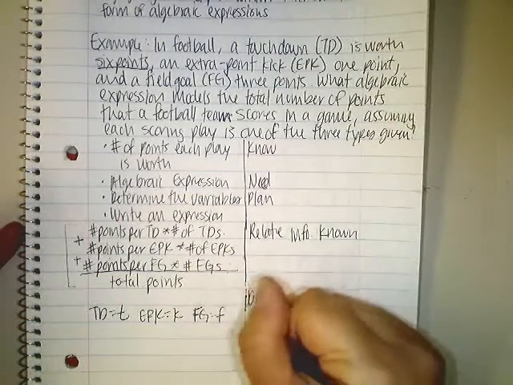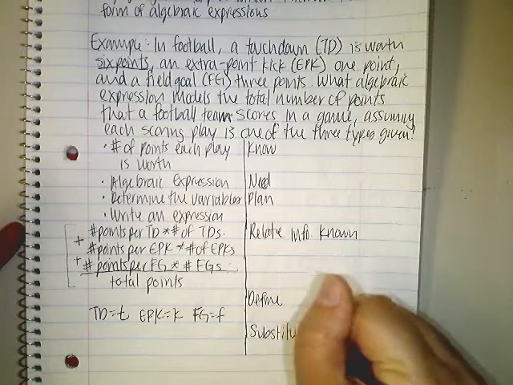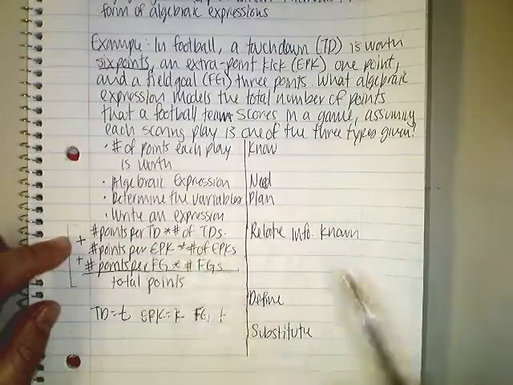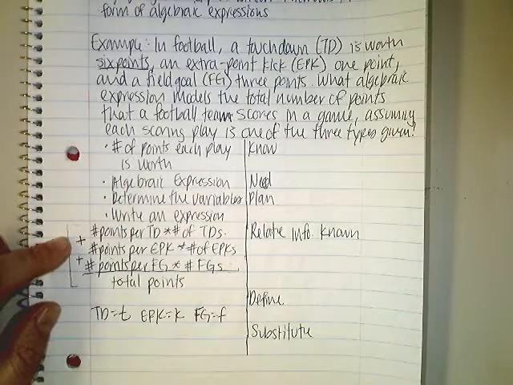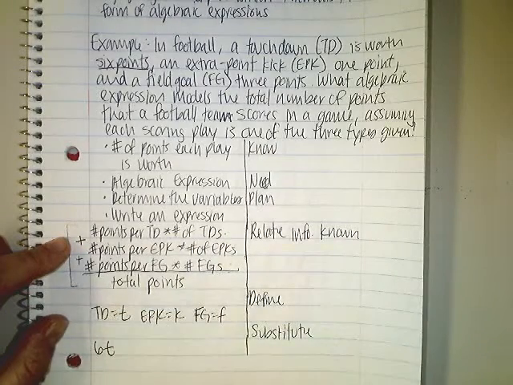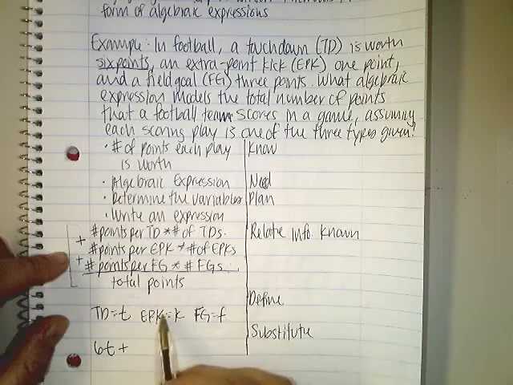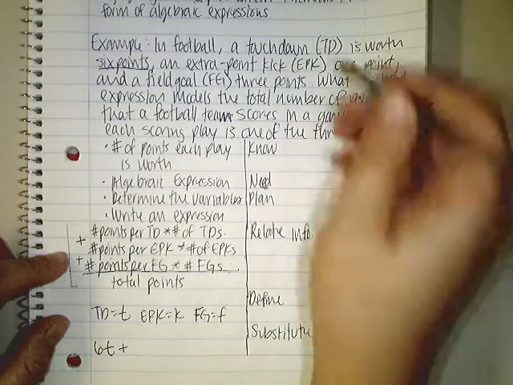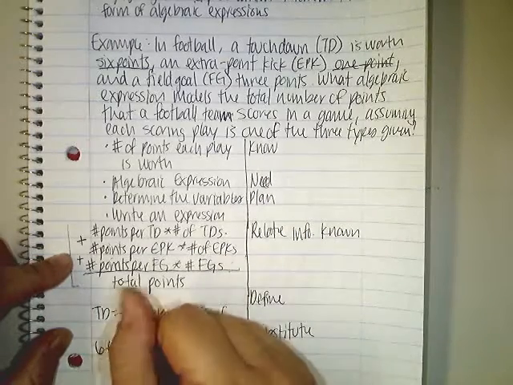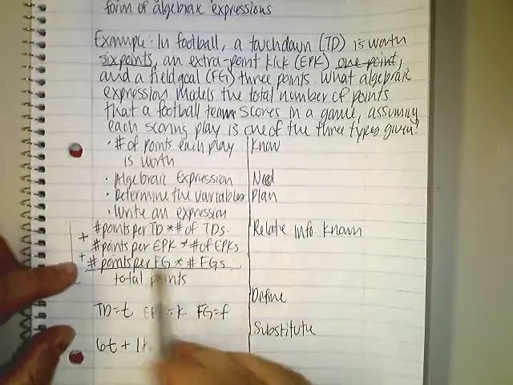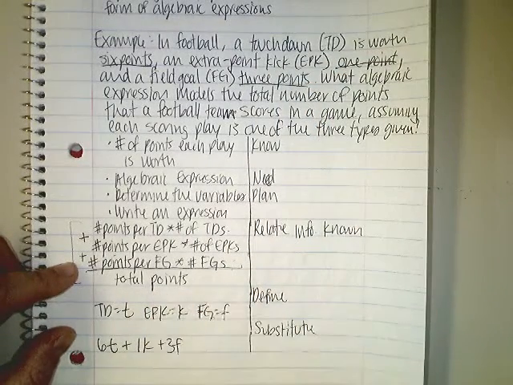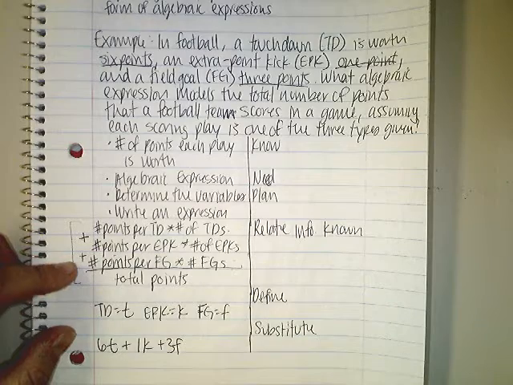So now I'm going to substitute them into that equation we've come up with, and I can now write it horizontally since I have a little more space. So I know my points per touchdown is 6. So I know 6 times my number of TDs will be 6T. And then I'm going to add that to the number of points for the extra point kick, which is just 1. So plus 1 times EPKs, which I've defined as K. And then field goal I know is 3 points, so plus 3 times the number of field goals, F. And there's my algebraic expression.